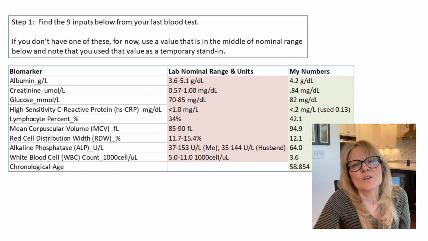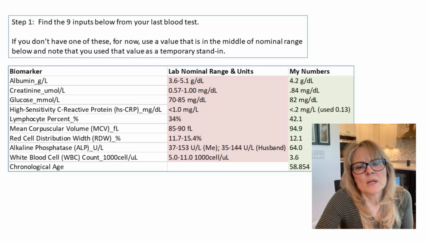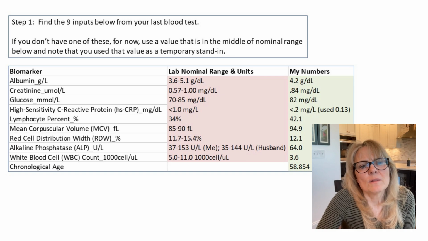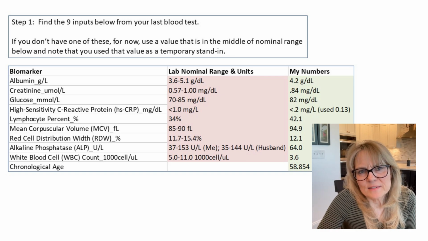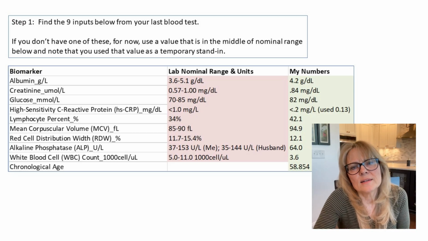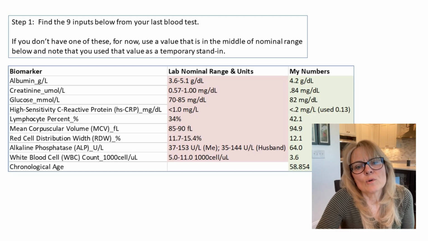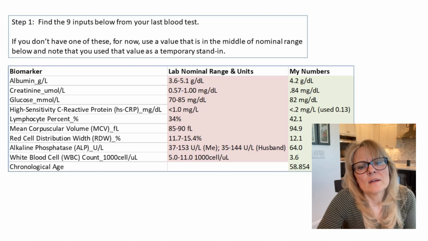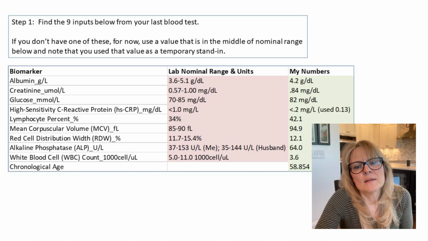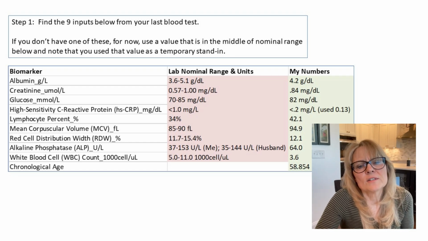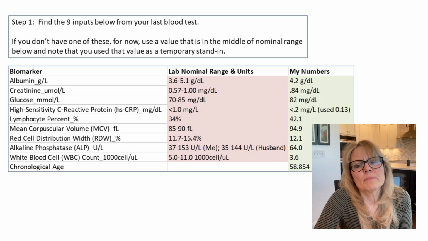Okay, here we go. With your blood tests in front of you, you're going to want to find the albumin, the creatinine, and pardon me if I say these wrong, glucose, high sensitivity C-reactive protein, your lymphocyte percentage, your mean corpuscular volume or MCV, the red cell distribution width expressed in percent, your alkaline phosphatase or ALP, your white blood cell count, and of course know the date the test was taken, so you know your chronological age the date that test was taken.